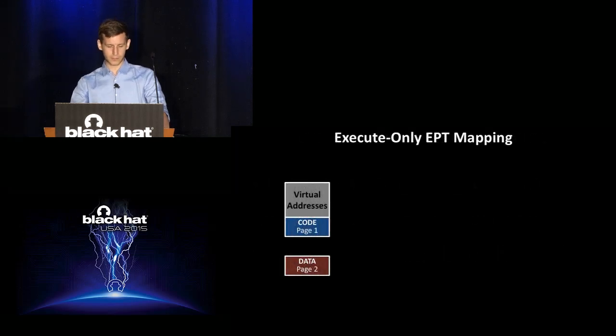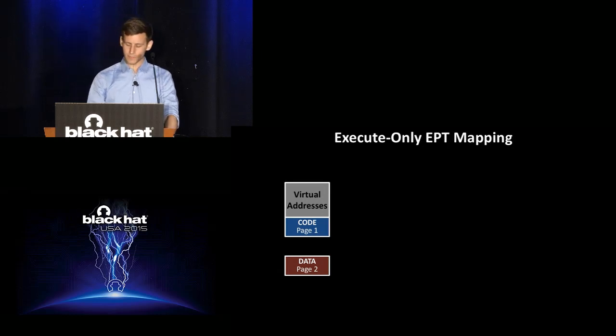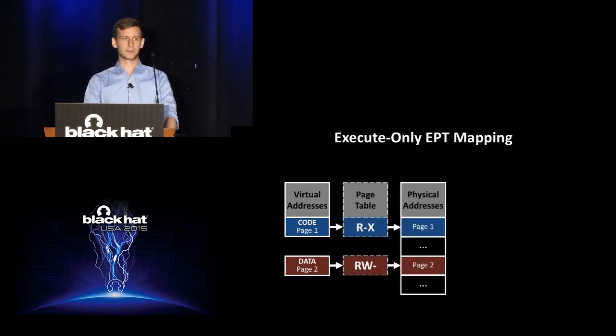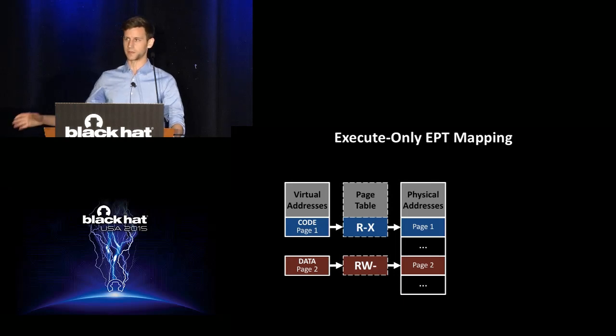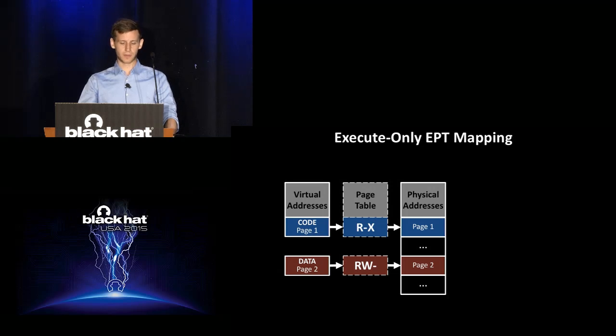But let me first give you a quick recap on how memory protection in general works on x86. So we have virtual addresses, which get translated using a so-called page table to physical addresses. Physical addresses are the real addresses in your memory. And during the translation, the memory management unit can enforce some permissions.